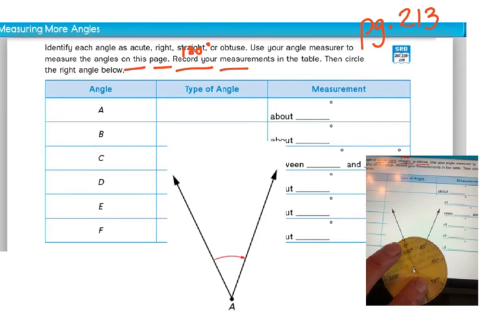Measure that, move that up a little bit. So I'm going to go ahead and write 45 degrees. And we know that this type of angle that's less than 90 degrees is called an acute angle.